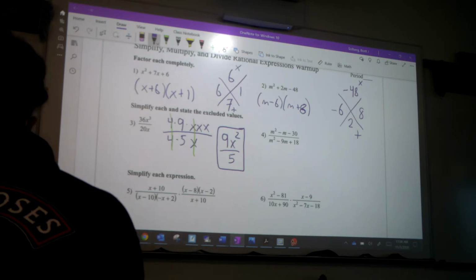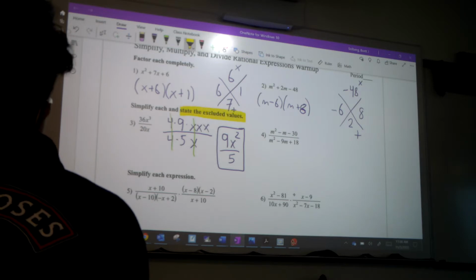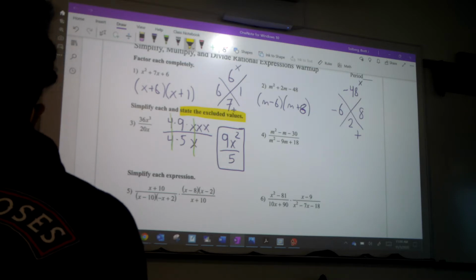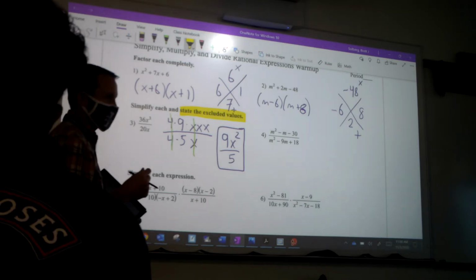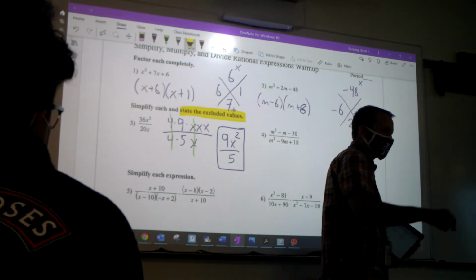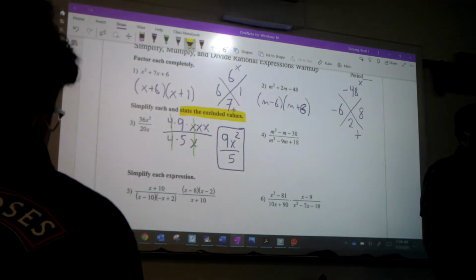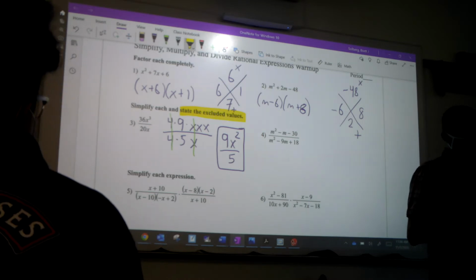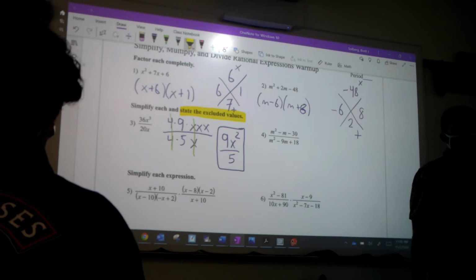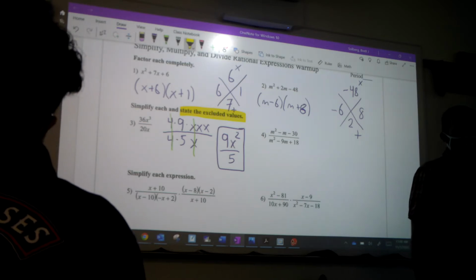Alright, now in our instructions, it does say to simplify, but state the excluded values. One of the rules is that we can never divide by 0. You never want 0 in the bottom. Let's actually demonstrate this. Who has an iPhone? Do you have Siri? Will you ask Siri, turn your volume up really loud, and ask Siri, what is 0 divided by 0? And let's all listen.